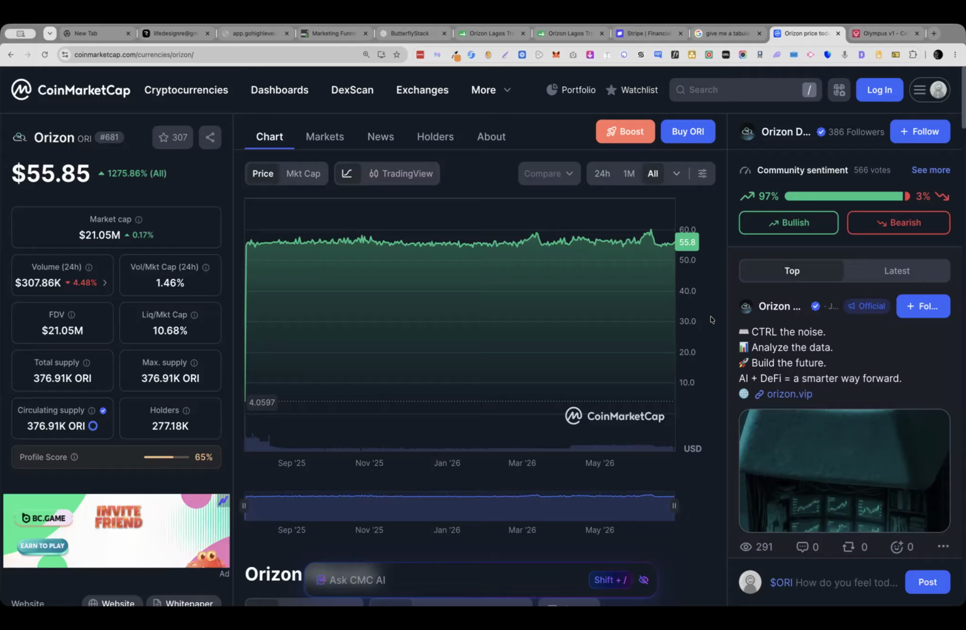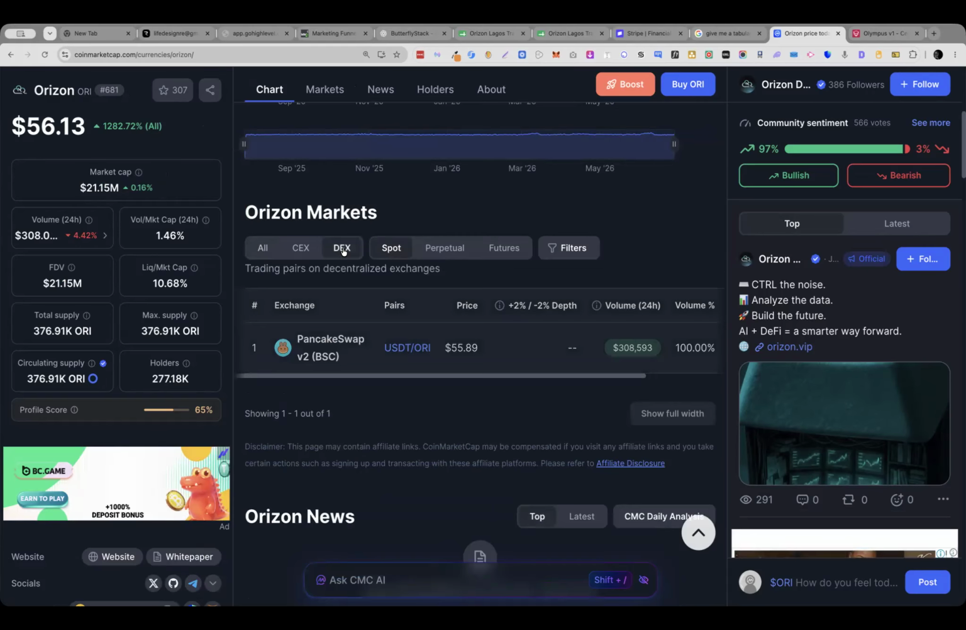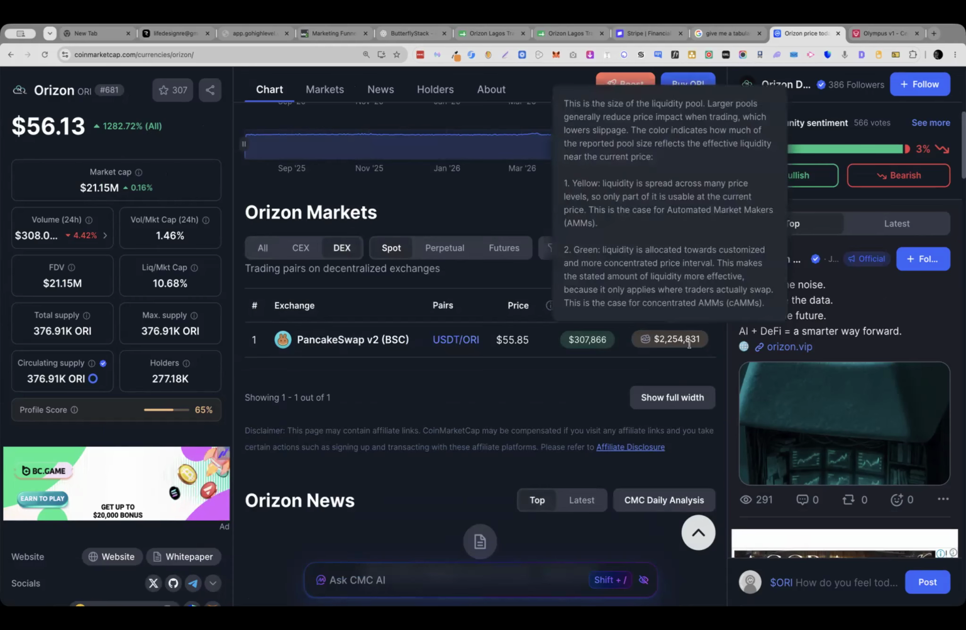Now, it has just taken what Olympus DAO has done and is doing it better. Now, number 2, you know what to check: the liquidity pool, right? I told you how to check the liquidity pool. You scroll down, go to markets. Look at it, Horizon markets, go to decentralized exchange. Make sure that the money is in the decentralized exchange. It has $2.2 million, all provided by the developers.